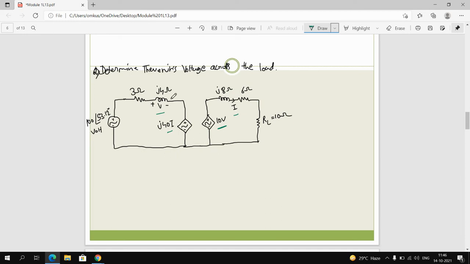So here you need to calculate the VTH, with respect to the load resistance. Okay, so this is your load resistance. You need to calculate VTH from this side. For calculating VTH, open circuit the target terminal. When you open circuit it, the current flowing from this side is zero, right?